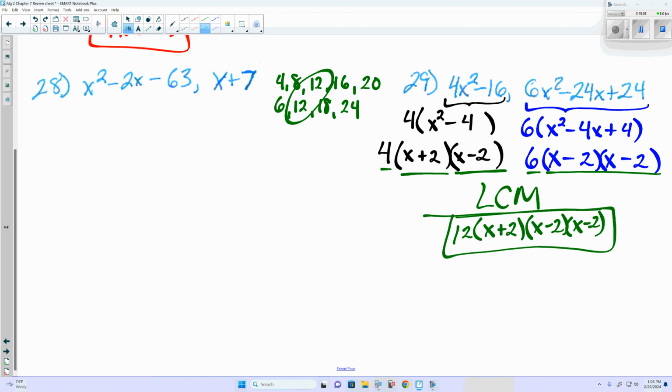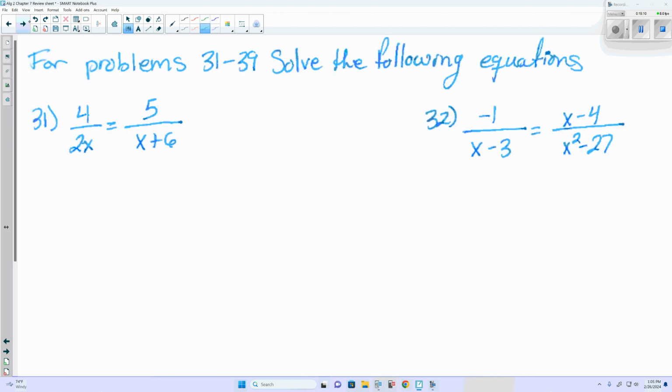Questions on least common multiple? Last thing we have to look at is solving.